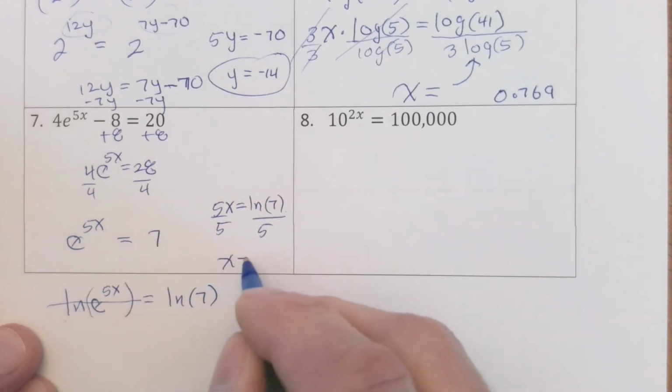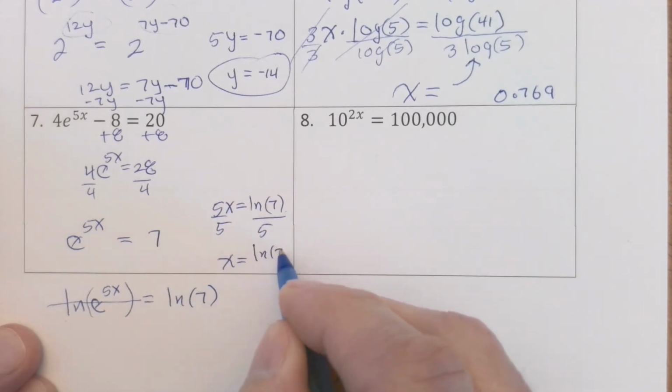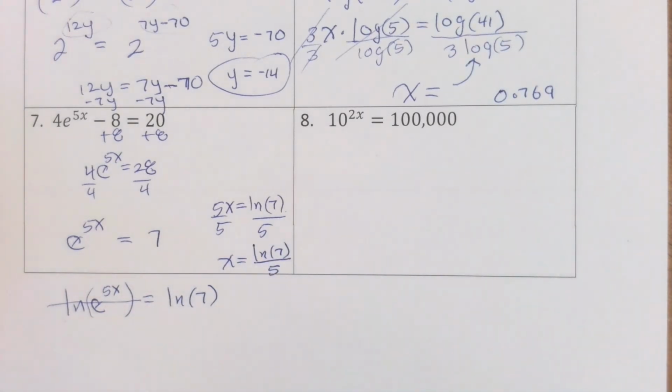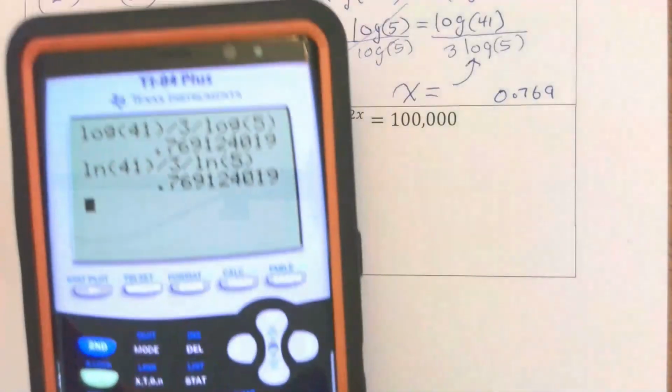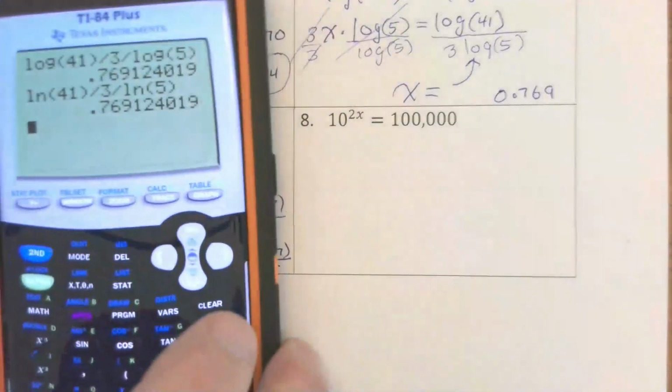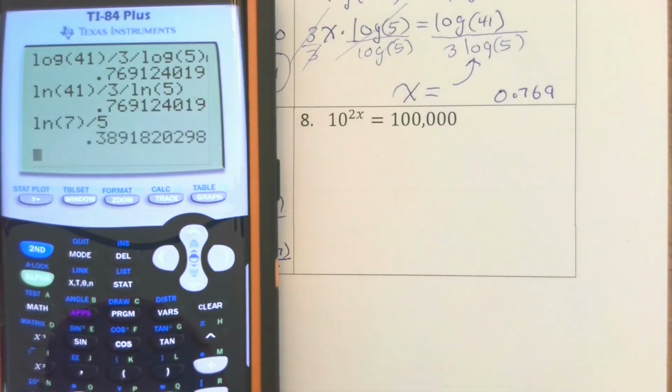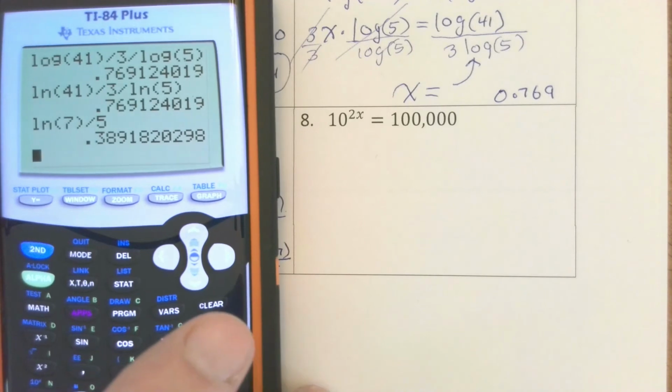So I would prefer, if you were my student, that you leave the answer like that. Somebody else might say convert that to a decimal. Easy enough. Natural log of 7 divided by 5 is 0.389.